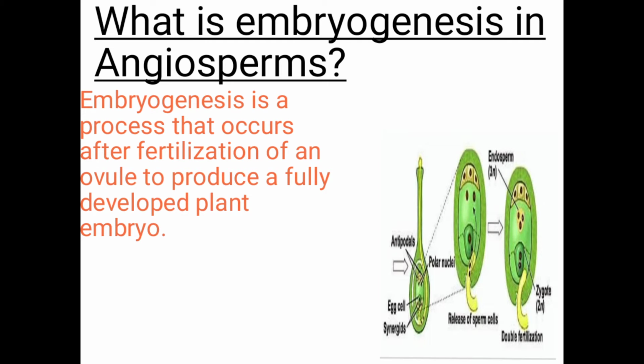Embryogenesis is a process that occurs after the fertilization of ovule to produce a fully developed plant embryo. In case of angiosperm, the zygote is formed by the fusion of male gamete with egg cell, then a diploid zygote is formed. You know very well about the double fertilization.